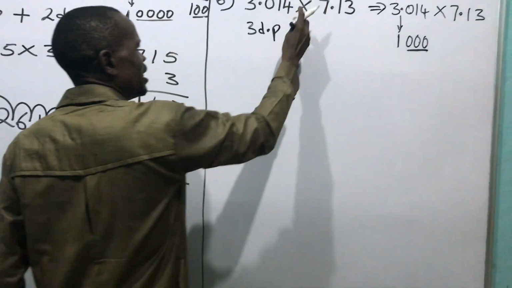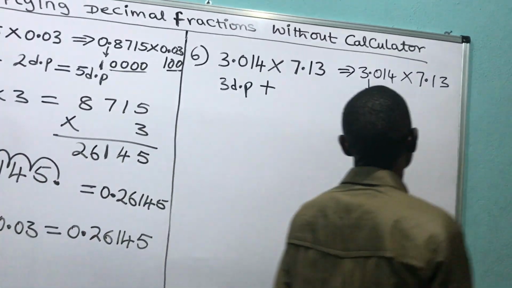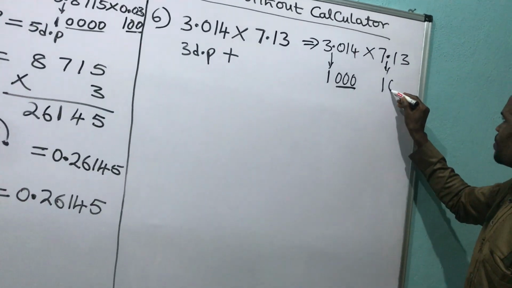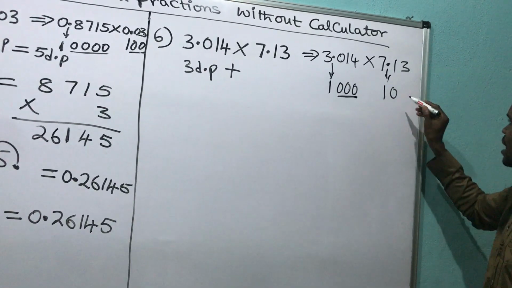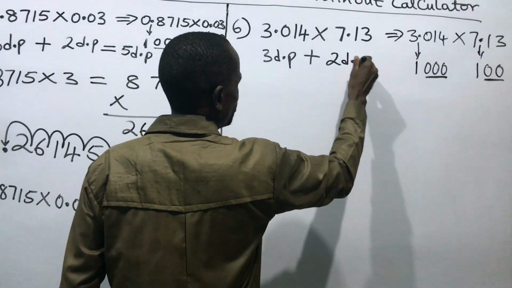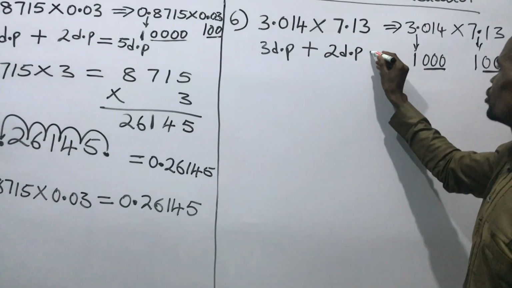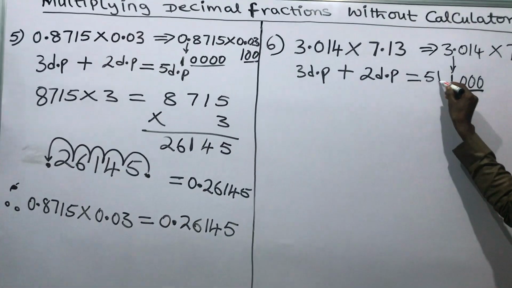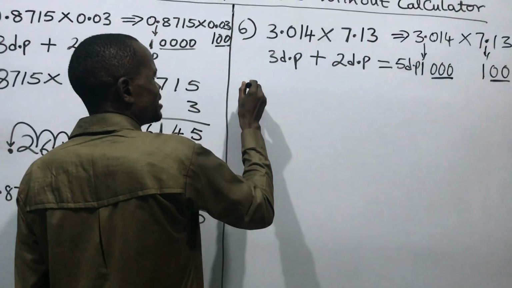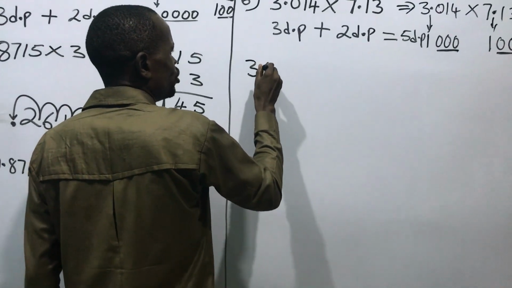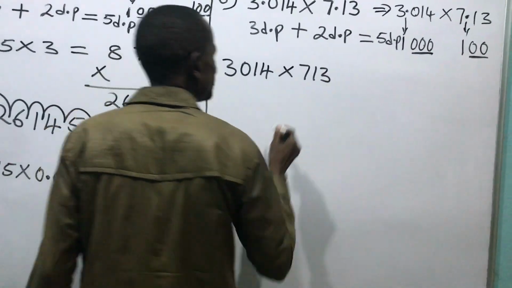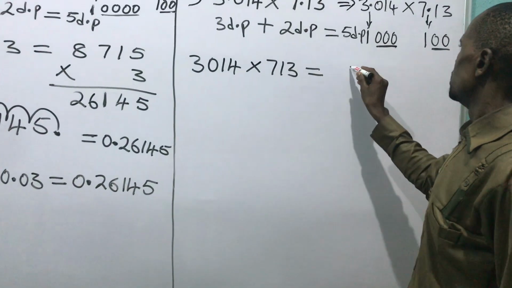Then this multiplication in indices law is plus. I put my plus. Here this decimal point I represent with 1, and 1 and 3 are represented by 0. That shows this is 2 decimal places. The total of decimal places gives me 5 decimal places. Then I'm going to multiply this as if they are not decimal fractions. I'm going to have 713 times this.